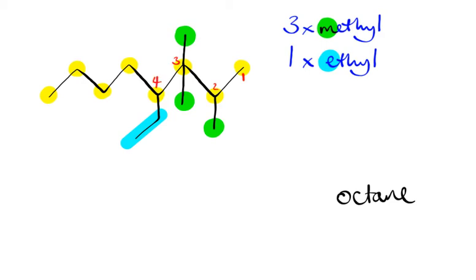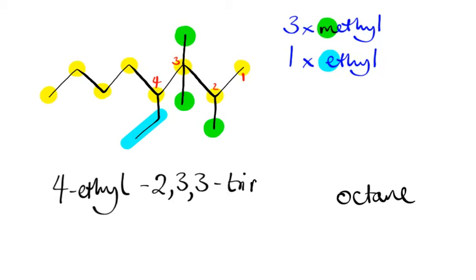And so to put the name together, the ethyl group comes first, so we're putting them alphabetically, which means we're looking at 4-ethyl, and then we have 3 methyl groups, 1 on the second, 2 on the third, so that's trimethyl. So 2,3,3-trimethyloctane.